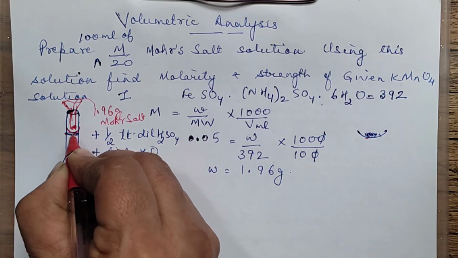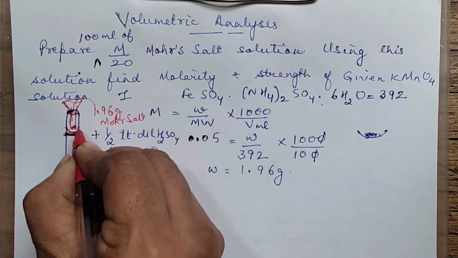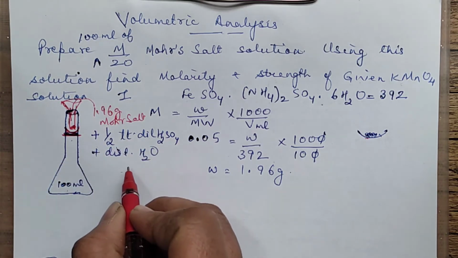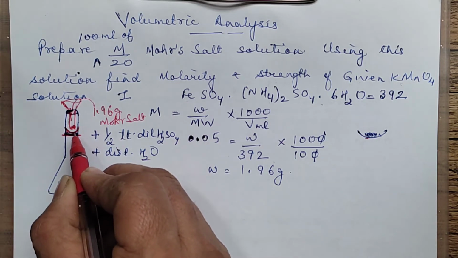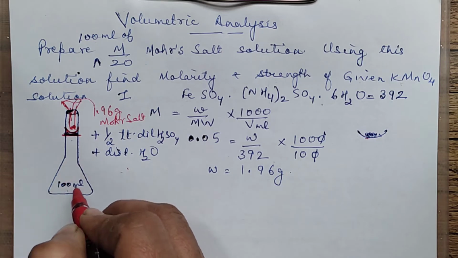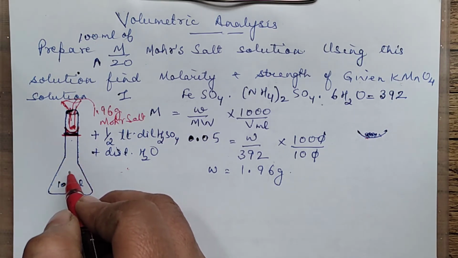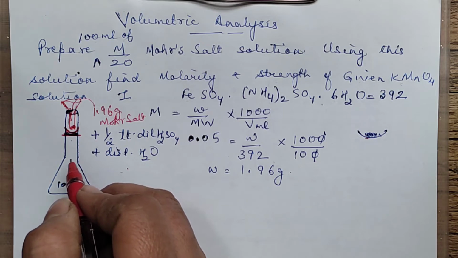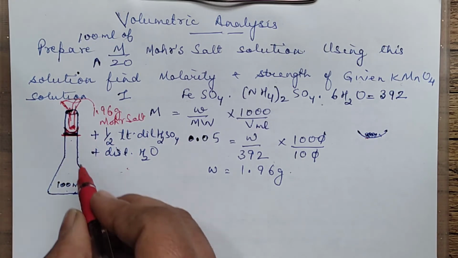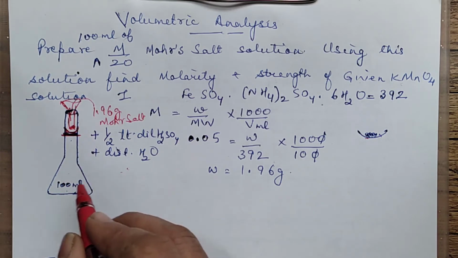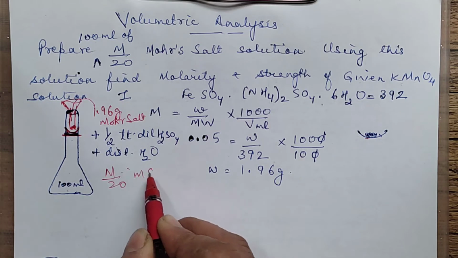is touching this line. There is a line over here, till here it is 100 ml. So the lower meniscus of the water which you are adding should be touching this marking. Why lower meniscus? Because this solution which you are preparing is a colorless solution. If the solution is colorless, the lower meniscus should be touching this line. And add water to it, and this is your M/20 Mohr salt solution prepared.